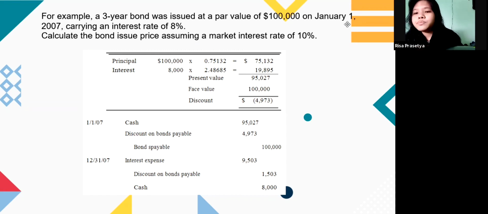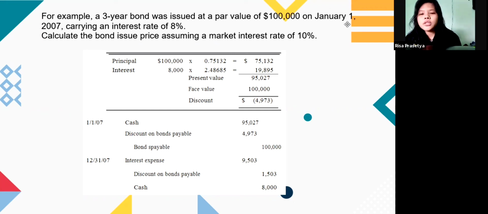The journal on 1st January 2007 is cash on debit 95,027, and the discount on bonds payable is 4,973. On credit is bonds payable of 100,000.